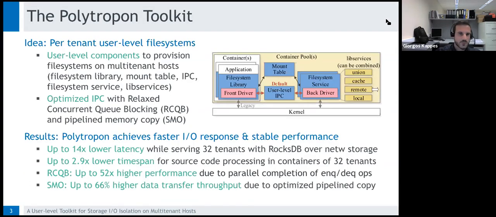In this work, our main idea is to provision separate file systems and IPC path per tenant and serve them at user level with reserved resources. We introduce the Polytropon toolkit as a collection of user-level components that can be used to build configurable user-level file systems for containers. The Polytropon toolkit is very flexible and allows building different types of user-level file systems with custom settings tailored to the container workload requirements.